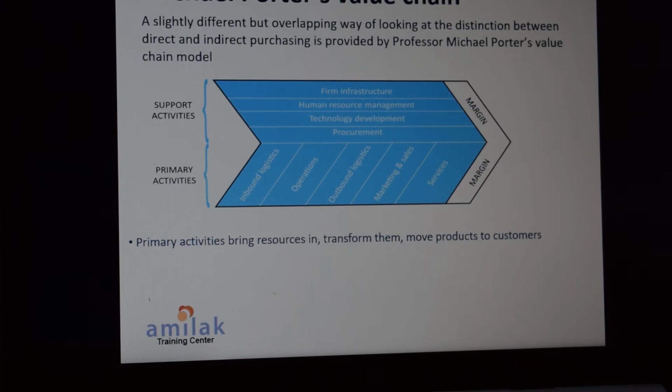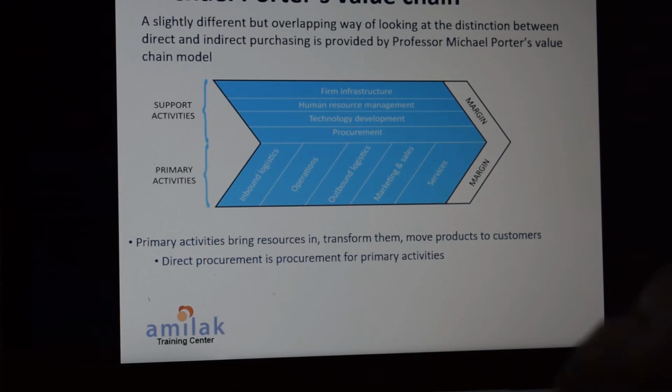The primary activities are core functions or the reasons why this organization exists. Support activities, on the other hand, are support, like the word says. So they are not primary, they are not core to the business. And usually these are the things that some organizations do outsource. So primary activities bring resources in, they transform them, they move products to customers, and all procurement for primary activities is called direct procurement, right?